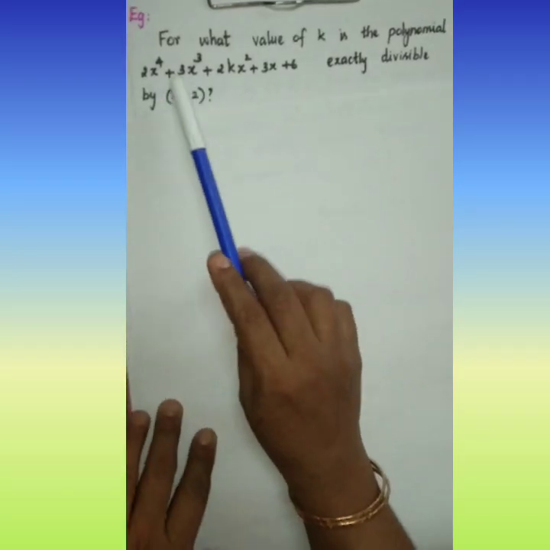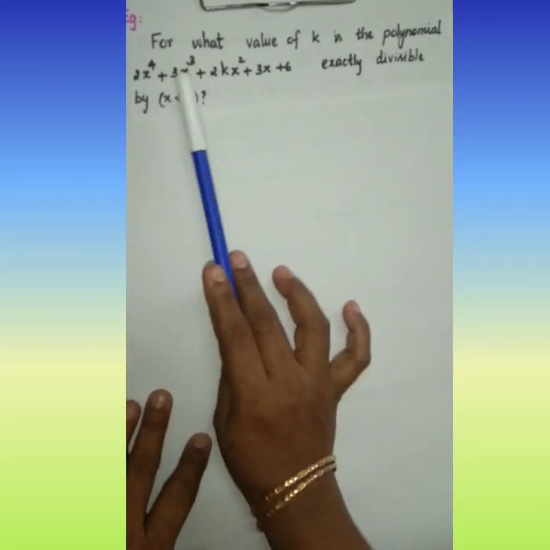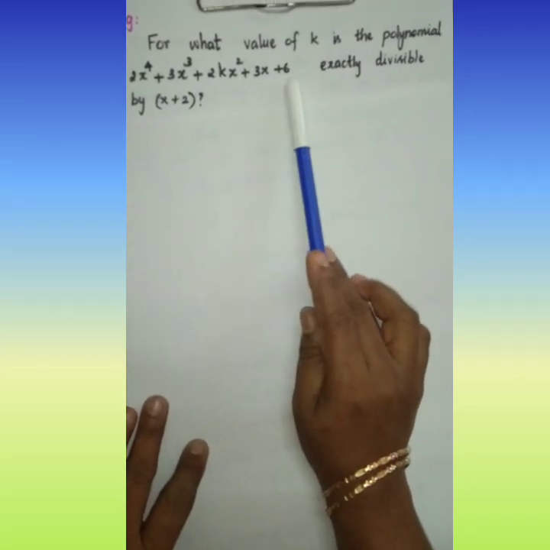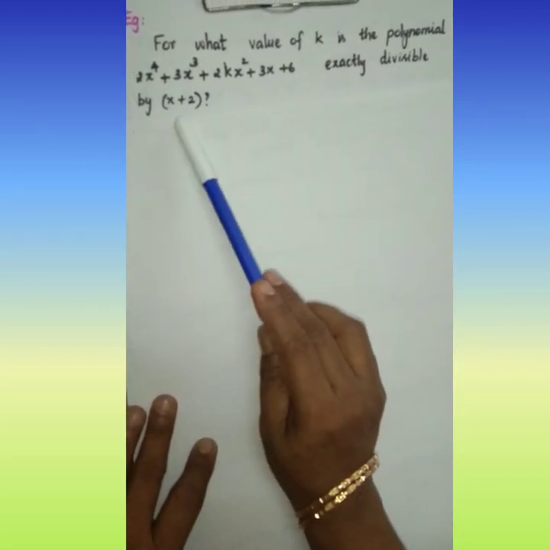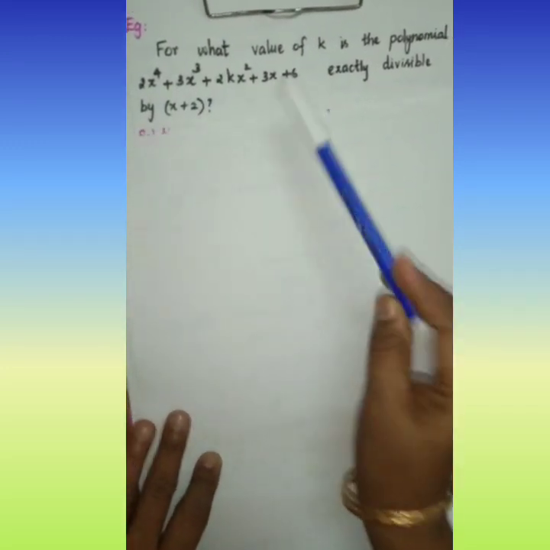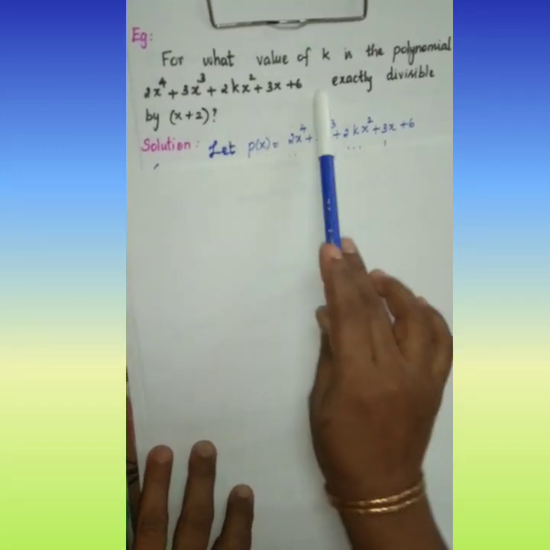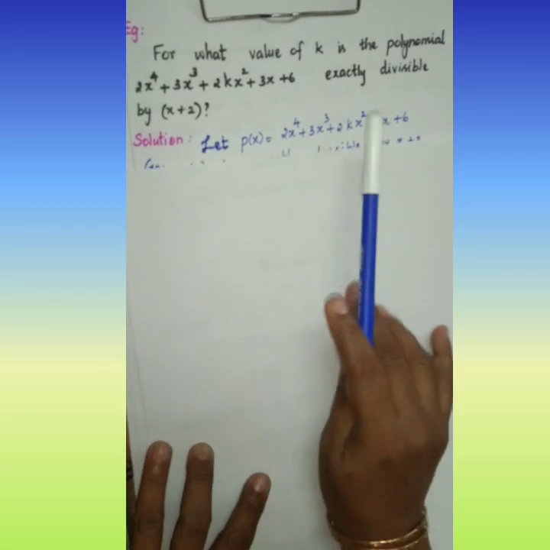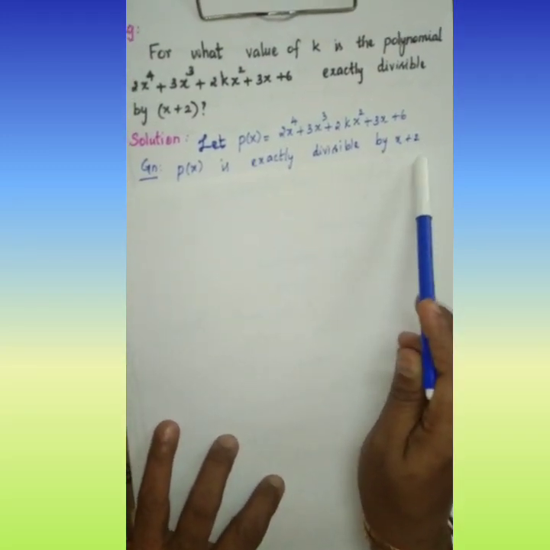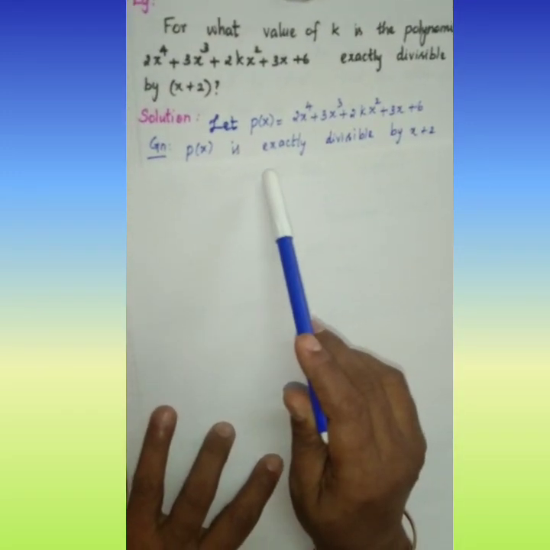Example problem. For what value of k is the polynomial 2x power 4 plus 3x power 3 plus 2kx square plus 3x plus 6 exactly divisible by x plus 2? Solution: let p of x be the given polynomial. Given p of x is exactly divisible by x plus 2. That means the remainder is 0.